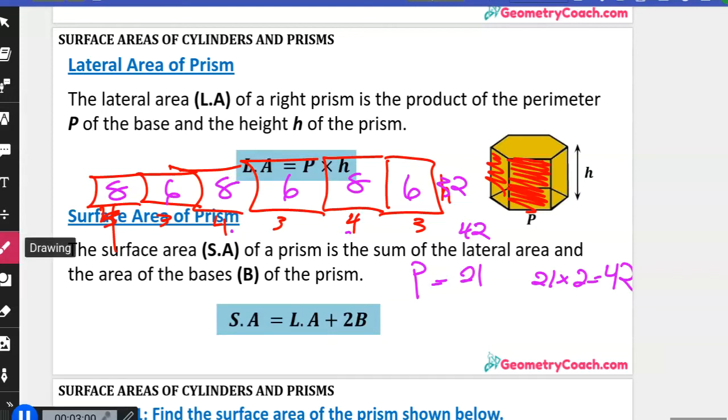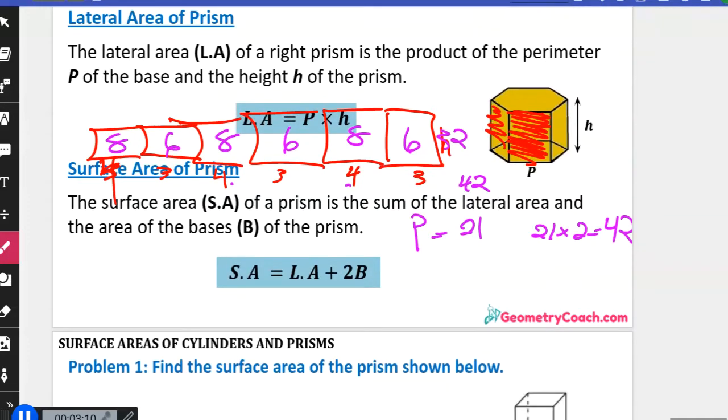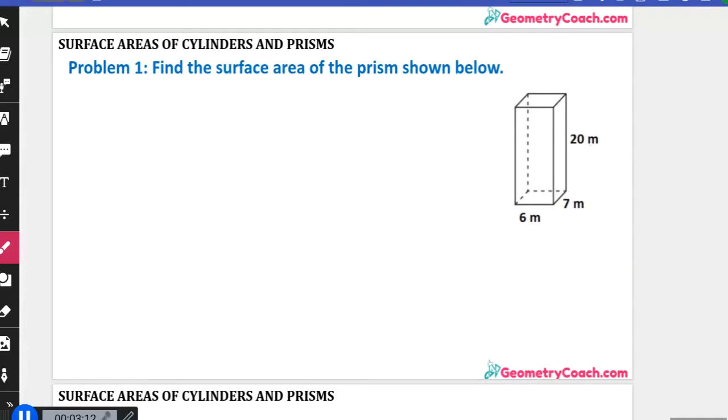And then for the surface area, you actually are going to add the bases and the lateral area. So you'll add the area of the hexagons to the lateral area, that is 42 in that example. So we're going to do this one. First we're going to find the lateral area.